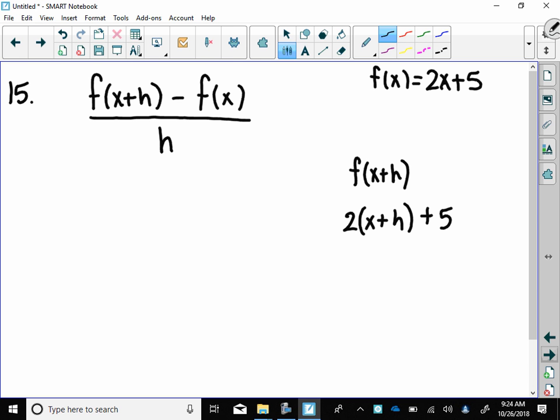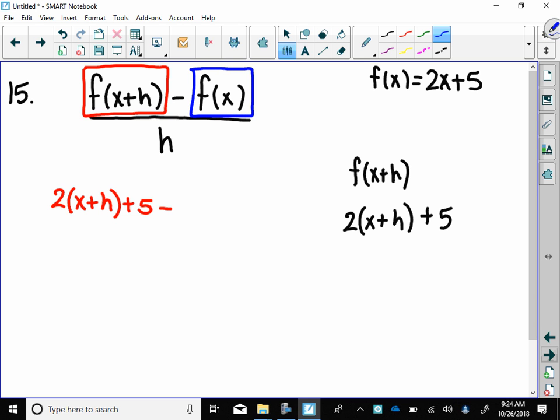Okay? So instead of it being 2x plus 5, now instead of x, I have x plus h. So this piece right here is that. So I'm going to have 2 times x plus h plus 5. And then minus, well, what's f of x? 2x plus 5. Okay, 2x plus 5. All over h. Okay, so I just did f of x plus h, which is this, f of x, which is this, all over h.